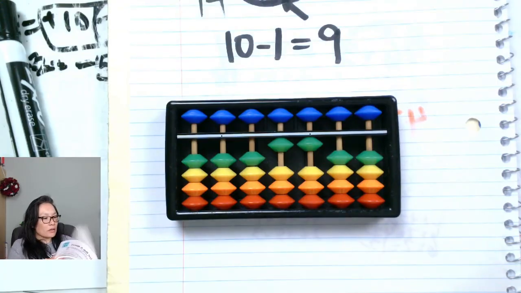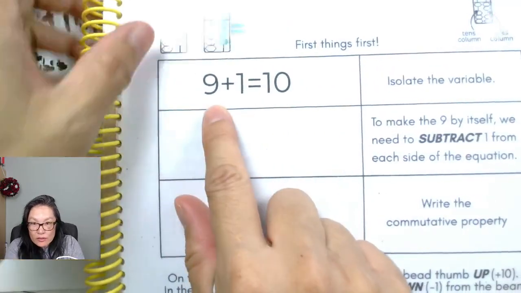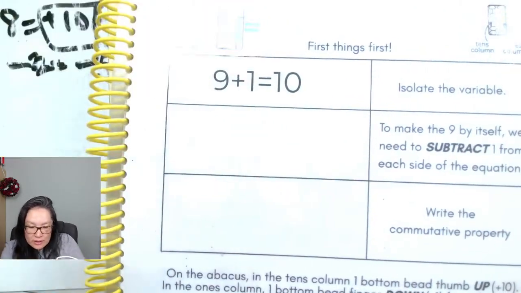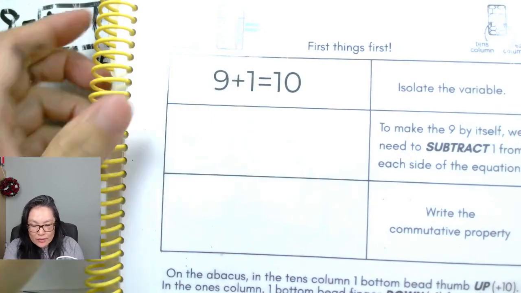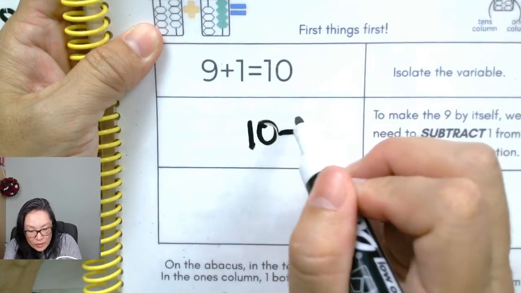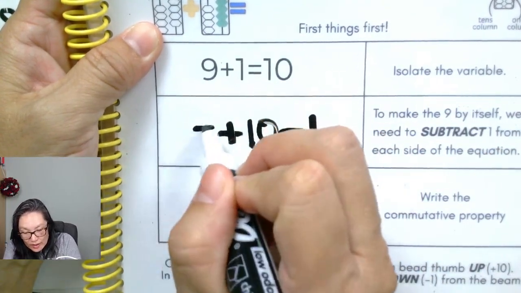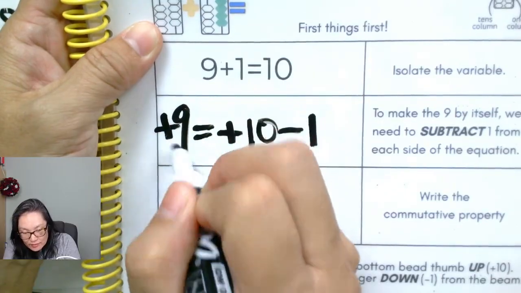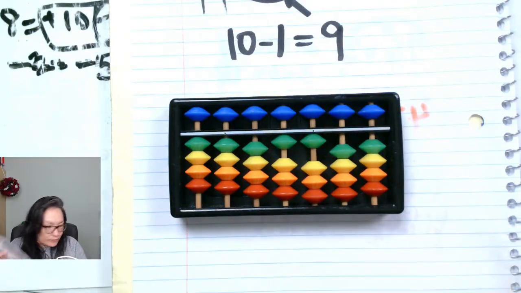No, that's a very good question. Now you're really understanding. So here's what it is. What you told me was, what happens if we did 10 minus 1? Well, if we rewrote it, it would look like this. That's what it would look like.